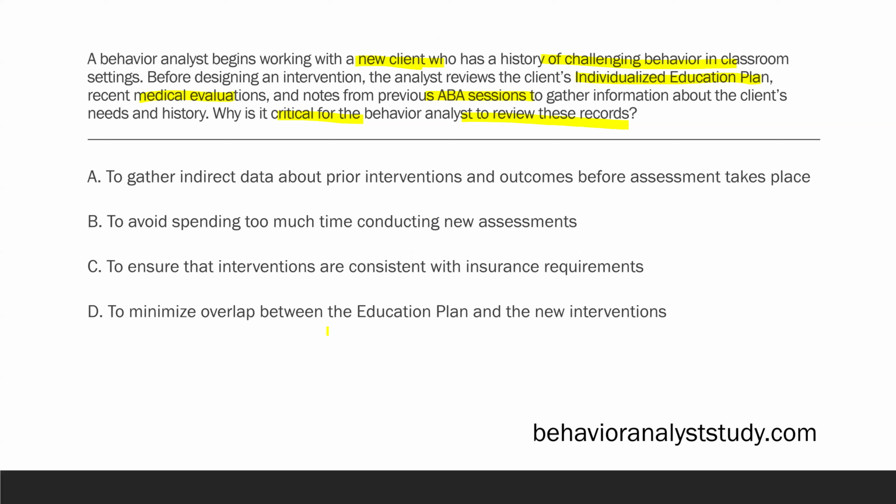And then D, to minimize overlap between the education plan and the new interventions. If anything, we want to use the knowledge we gain from the individual education plan to maybe tailor our own treatment plans. We want everything to be collaborative. We want things to make sense in the context of one another. If they're working on something with the education plan and we have the opportunity to work on it as an ABA practitioner, we want to do that. So D is the opposite of what we're looking to do. So the best answer here is A. We're going to gather indirect data about prior interventions and outcomes before assessment takes place.